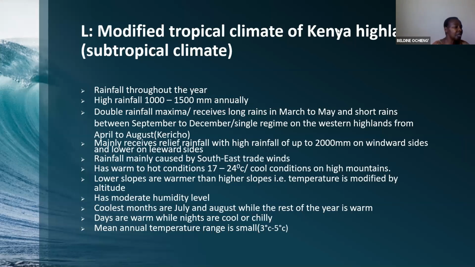But a single regime on the western highlands, from April to August, in particular the Kericho area. Western highlands, it's just single, not double regime. That has to be noted. Then it mainly receives relief rainfall, with high rainfall of up to 2,000 millimeters on the windward sides and lower on the leeward side. Rainfall is mainly caused by southeast trade winds.